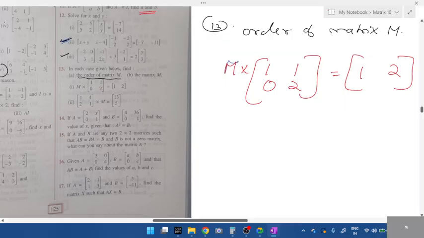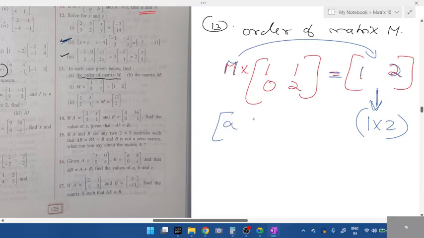So this M, students, we should always compare after the equal sign with whatever matrix is given. This order we need to apply. So what is the order of this matrix? One row, so the answer for M also should be 1 into 2. Okay, one minute. 1 into 2. Take this.